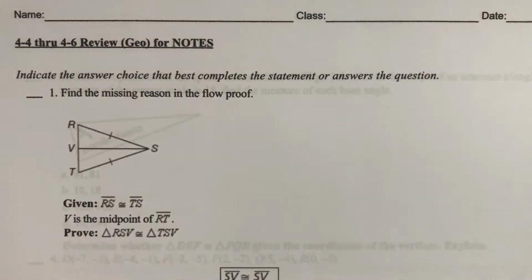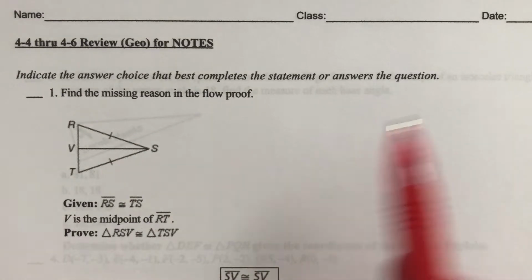In this video, we'll be doing a quick 10 problem review on lessons 4.4 through 4.6, all about triangle congruence, where we covered CPCTC, SSS, SAS, ASA, and AAS. All right, so indicate the answer choice that best completes the statement.